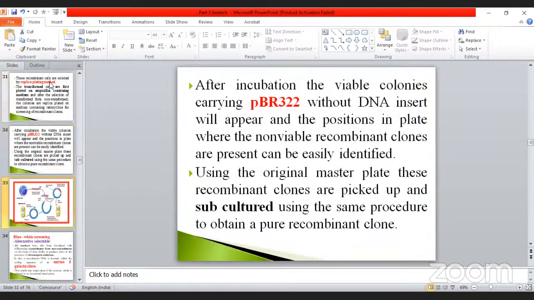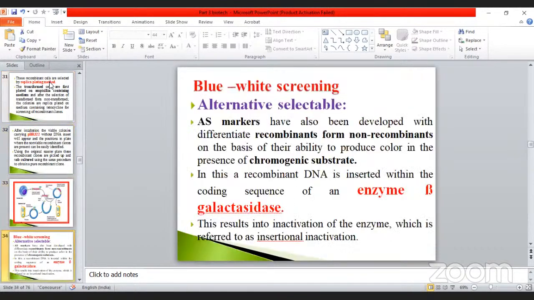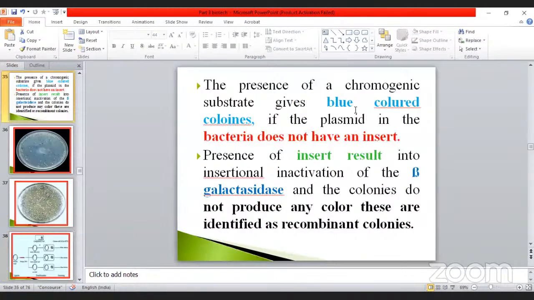Blue-white screening is one of the alternative selectable markers, mostly used for chromogenic substances, particularly the enzyme beta-galactosidase. You already know about that. Here you must note which one is inserted. That will look like a different colored one. Which one is not inserted? It is blue in color. Which one is inserted? It gives a different color. We already discussed that.